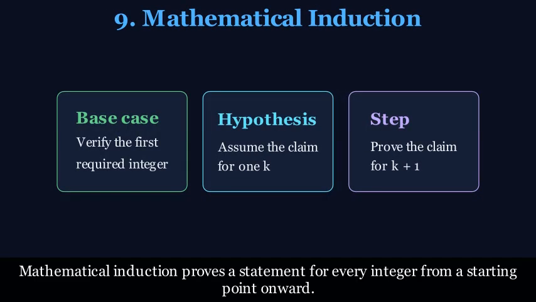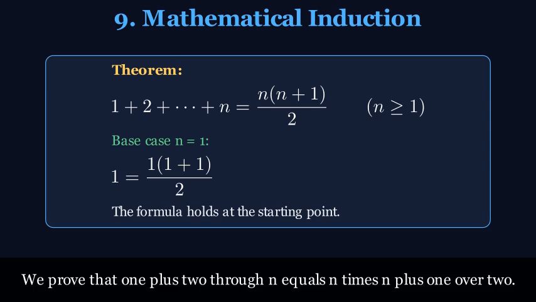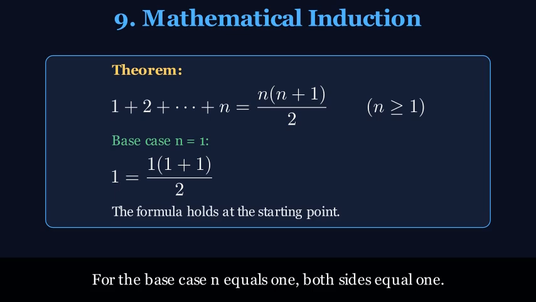Mathematical induction proves a statement for every integer from a starting point onward. First verify the base case. Then assume the statement for an arbitrary integer k and use that assumption to prove the next case, k plus 1. We prove that 1 plus 2 through n equals n times (n plus 1) over 2. For the base case n equals 1, both sides equal 1.